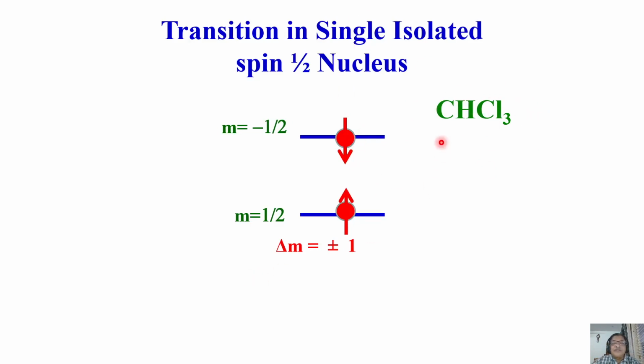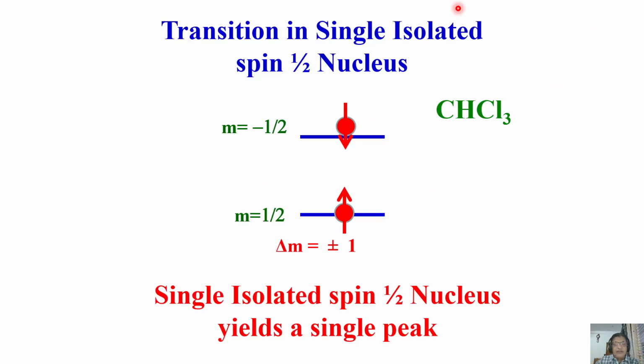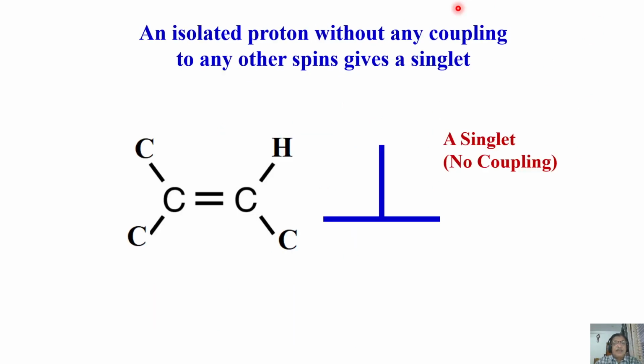What are the possible energy states for this? There are two orientations of the magnetic moments, plus half and minus half. This is an allowed transition, as we discussed in the selection rule. So this spin can go from alpha to beta and beta to alpha. This transition is allowed because going from minus half to plus half, or plus half to minus half, is always plus or minus 1. So this is analogous to a single uncoupled spin system, in which case you get only a single transition. An isolated spin half always gives a single peak.